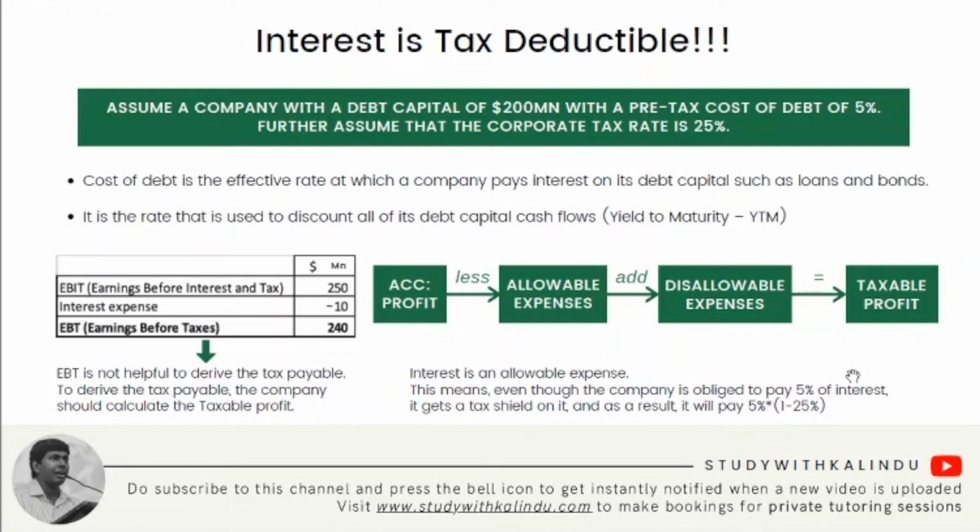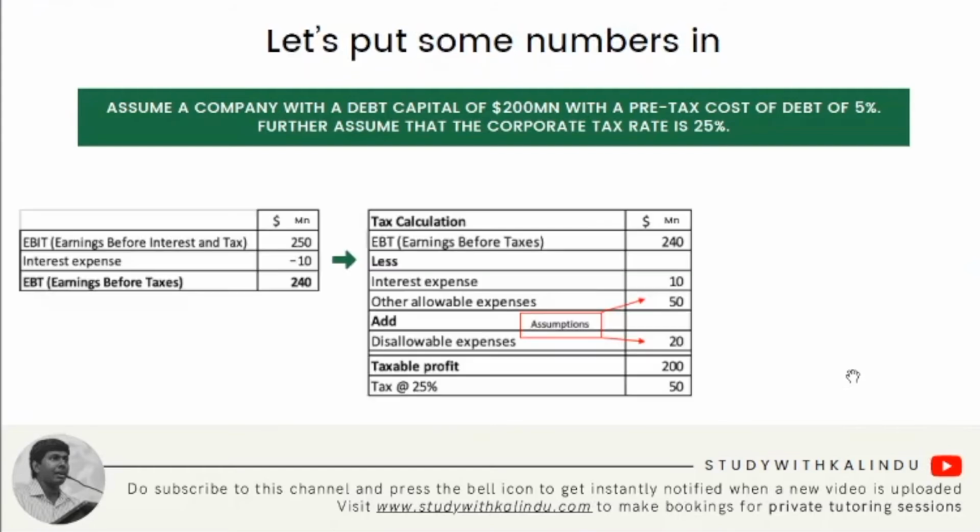Let's put some numbers and really understand how this 3.75 happens, and let's generalize it. So you had a pre-tax accounting profit of 240 million, which is shown here, and then we put some numbers. Interest is an allowable expense, 10 million. You deduct that from your pre-tax accounting profit, and other allowable expenses, let's assume to be 50 million, and you add disallowable expenses, we'll assume them to be 20 million. So you get a taxable profit of 200 million. How? 240 minus 10 is 230. You minus another 50, 180, plus 20 is 200.